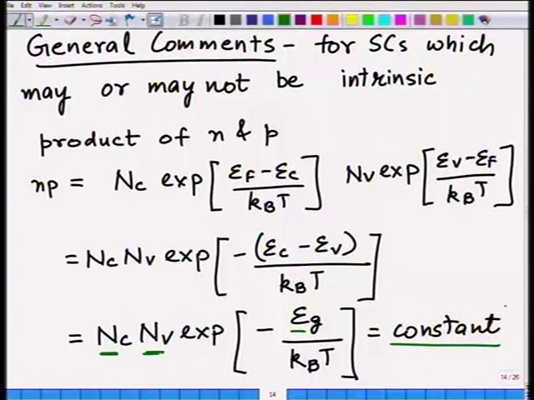That means, whether the semiconductor is intrinsic or not does not matter, for all semiconductors as long as they are non-degenerate semiconductors, this must be true: the product np must be constant. Which means, as long as I know this constant, I need to determine only one of them. I can determine n, then immediately, since the product np is constant, I can determine what p is. If we know p, then we can immediately determine what n is.